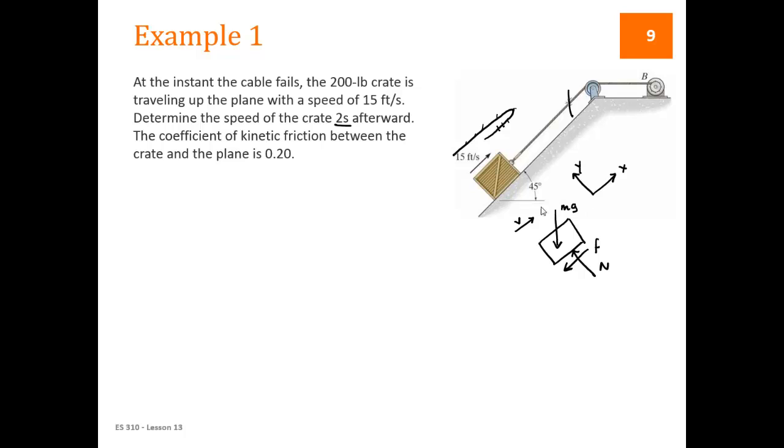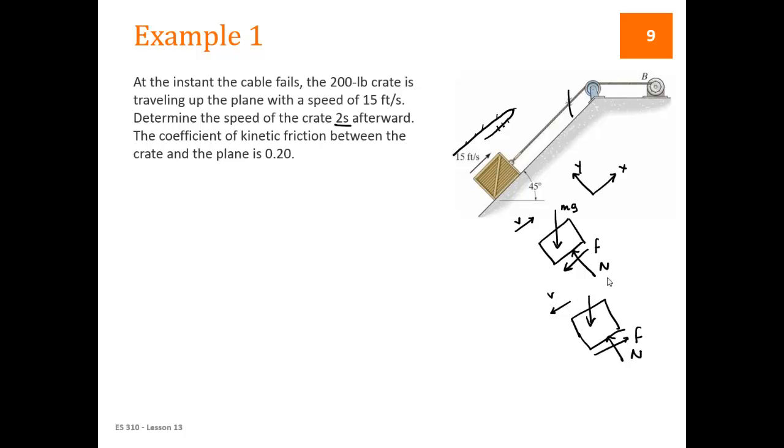If the crate turns around and moves downwards, we have the same free body diagram. Now the crate's moving downwards. We've still got mg, we've still got n, but our friction is now upwards since it's opposite the velocity.